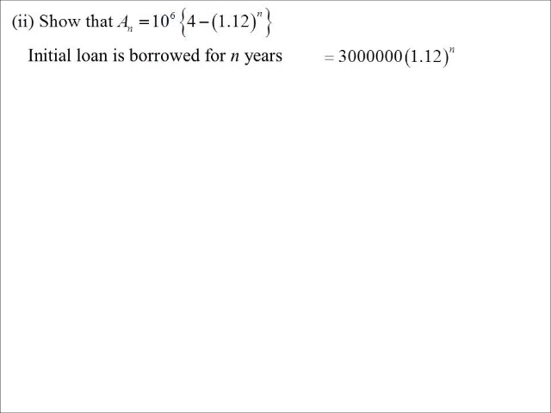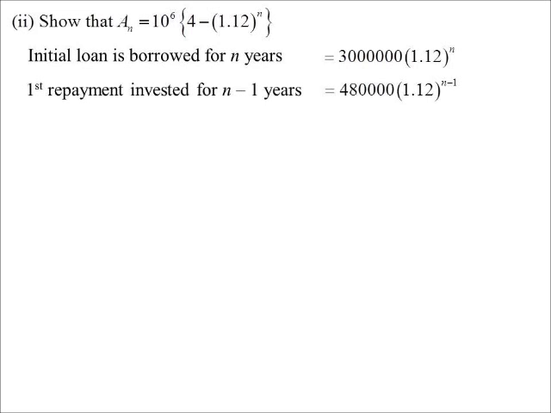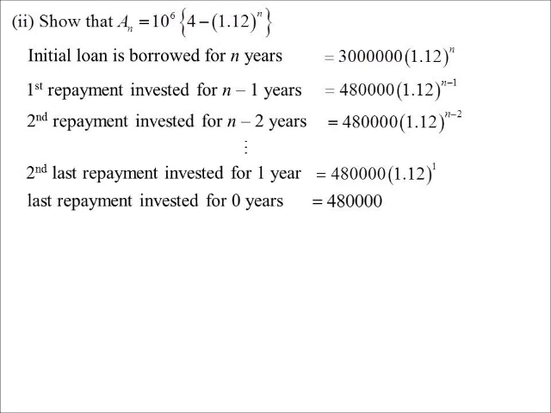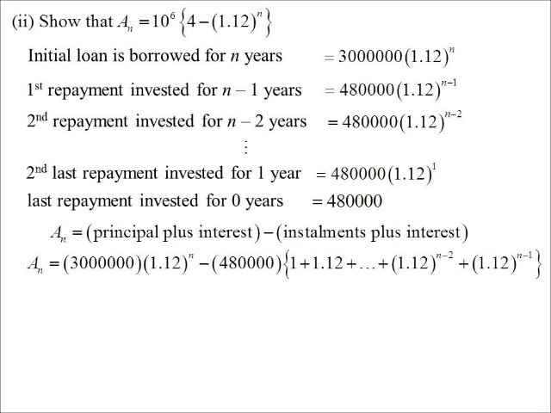Okay, initial loan, borrowed for N years. First repayment will be there for N minus 1 years. The next one will be N minus 2 years, and we'll keep going until we get to the last repayment, which is there for 0 years. Same idea, principal plus interest minus the instalments plus interest. There's our expression. We have to show it's the same as that top one there, 10 to the power of 6, and so on. Well, let's play with our series.